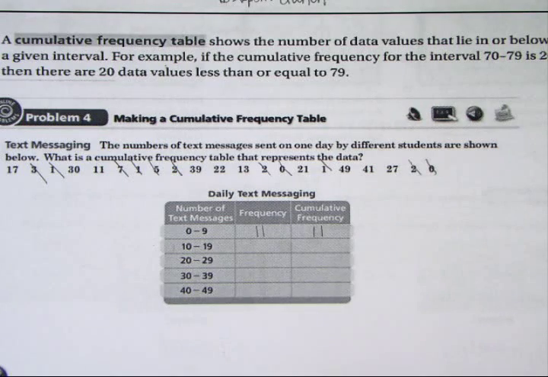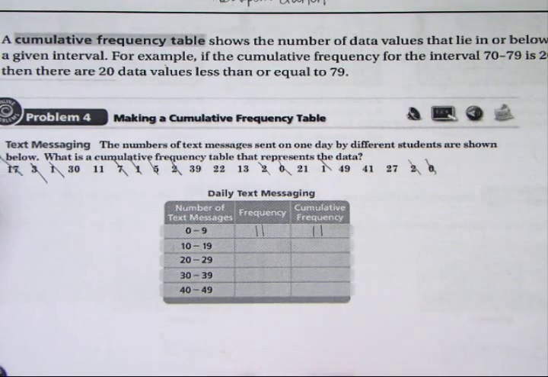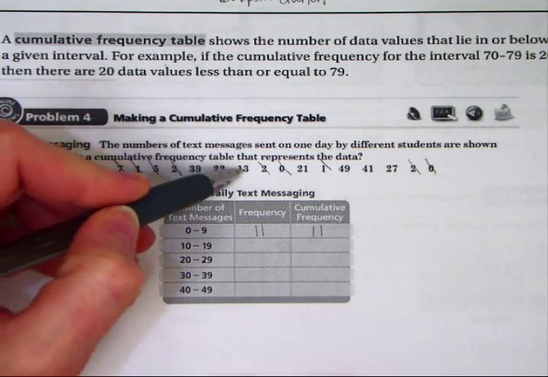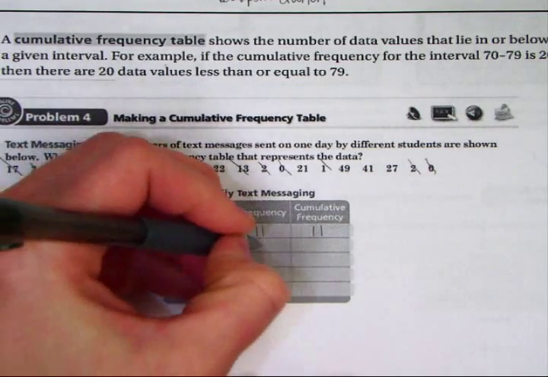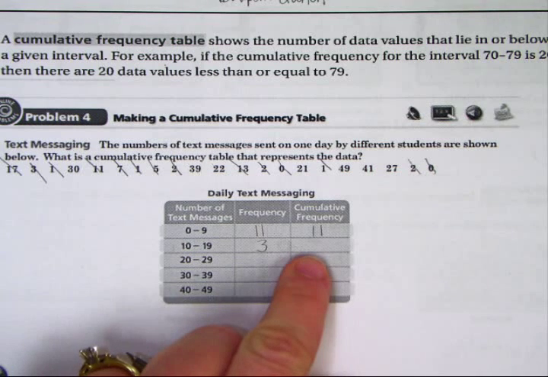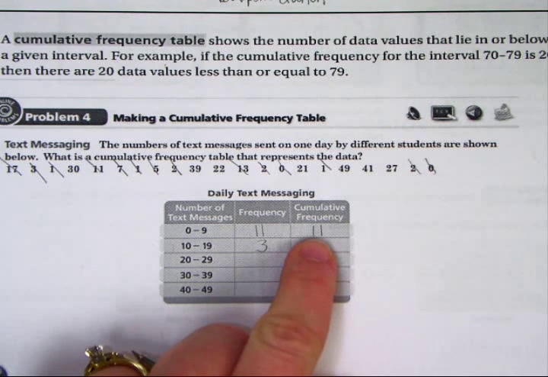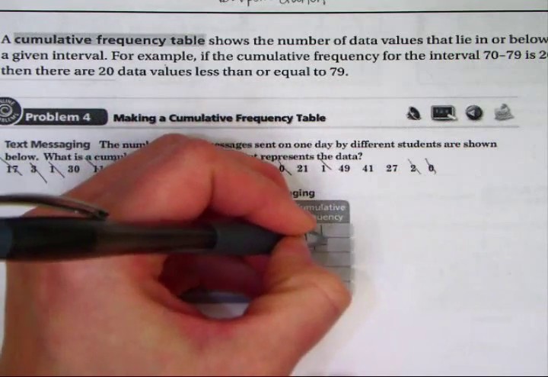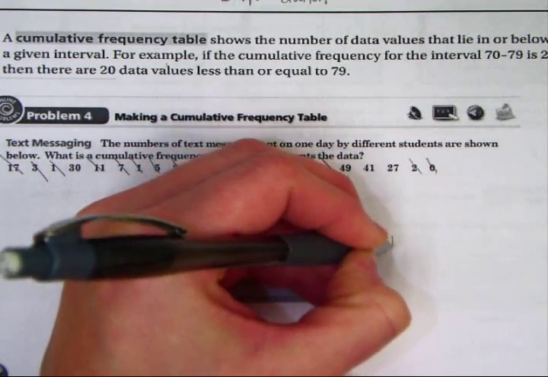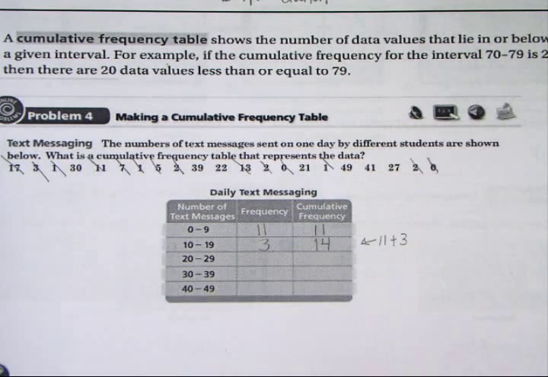Now 10 to 19. 1, 2, 3. I see 3. Now the cumulative frequency is what the cumulative frequency was before plus what we have now, so it's 14. And that came from 11 plus 3. It's like, hey, how many have you counted so far?